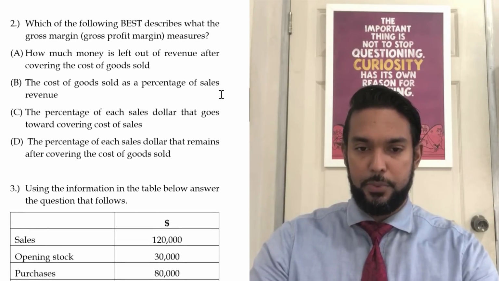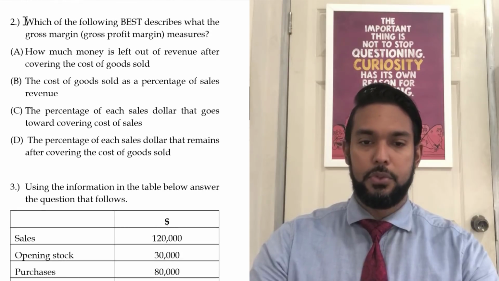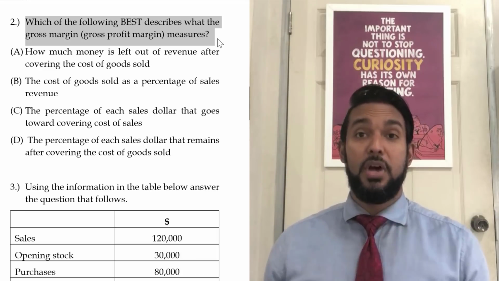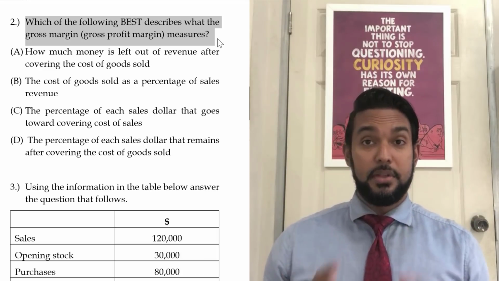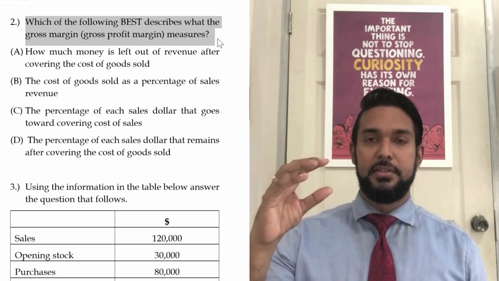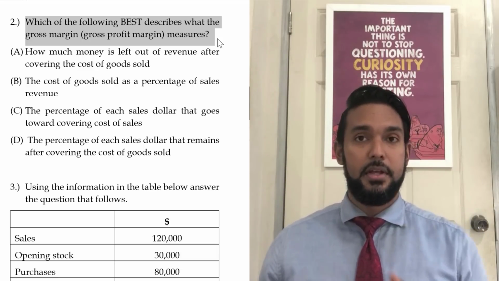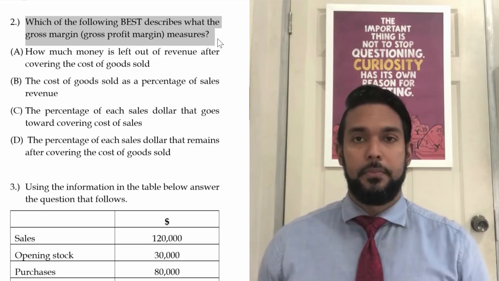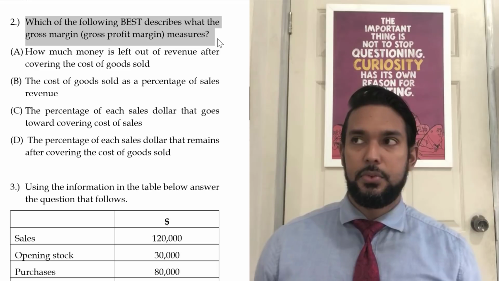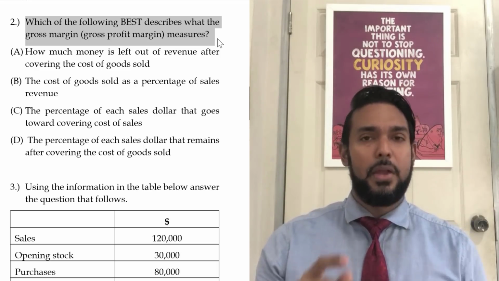Let's check out question 2. Which of the following best describes what the gross margin or gross profit margin measures? If you have downloaded that handout, you're going to see some notes accompanying it. If you put gross profit over net sales and find a percentage, you are asking yourself, what percentage of net sales is gross profit? For example, if your gross profit was $20 and your net sales was 100, 20 over 100 is 20%. And what does it really mean?